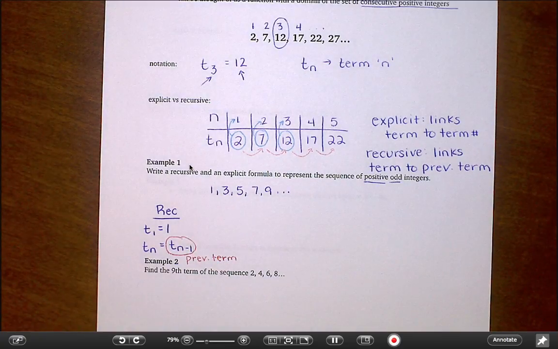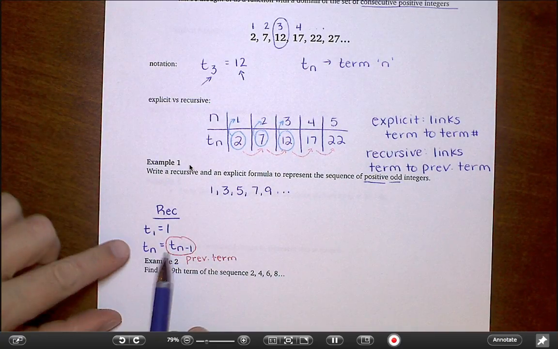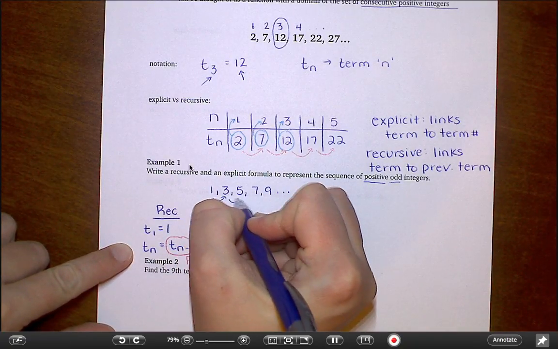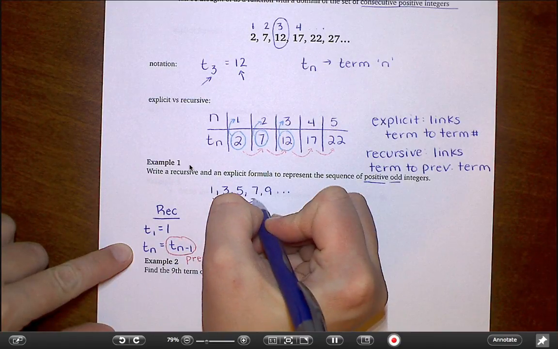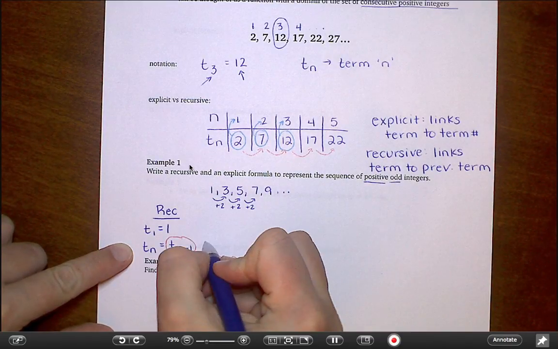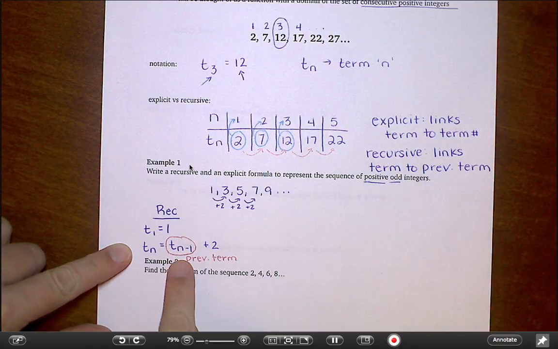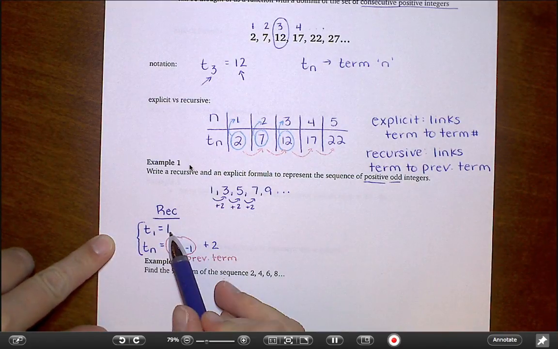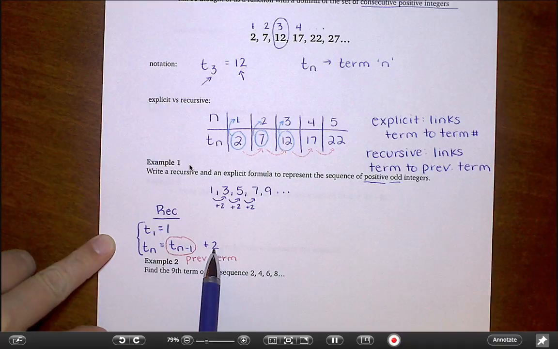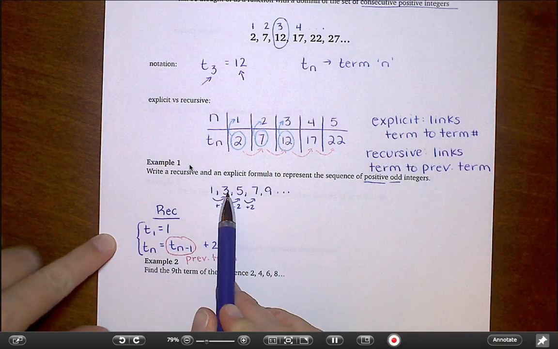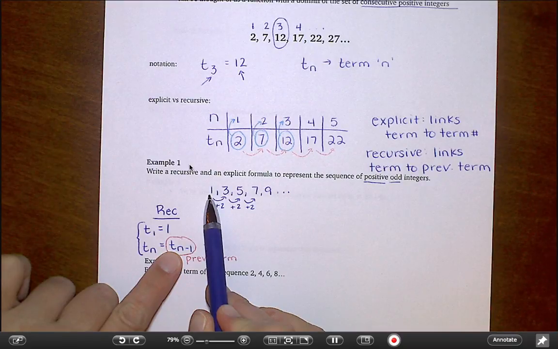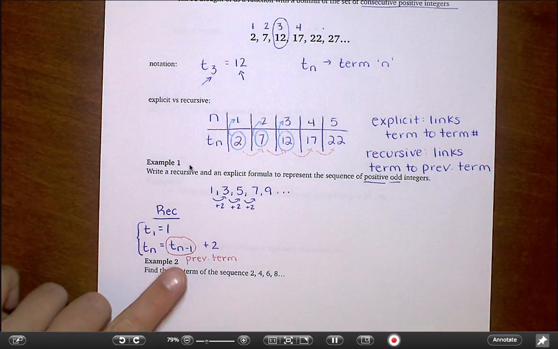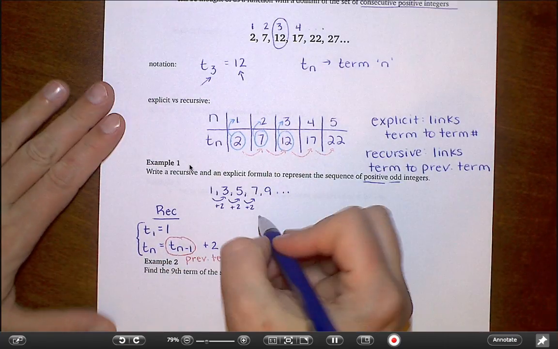And then to get from one term to the next, what's happening here? Well, you should notice that I'm adding 2 each time. So I take the previous term and I add 2, and that's how I get to the next term. And so this would be my recursive formula. I start at term 1, and then I take the previous term and add 2 to it. So again, if I want term 2, I take term 1 and add 2. If I want term 3, then I take term 2 and add 2. And so on. So there's my recursive.